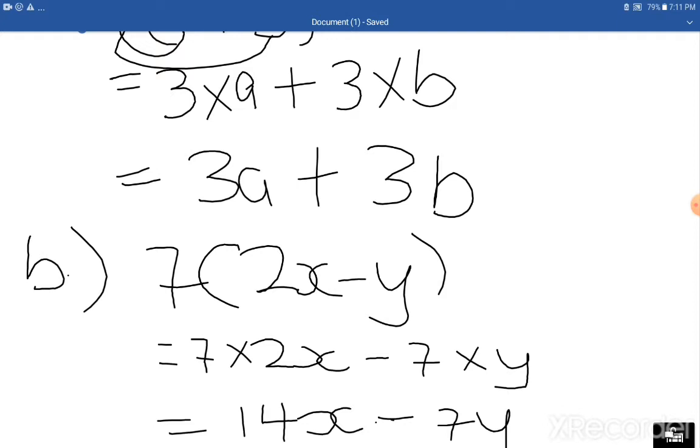The simple thing you have to do is, can I get my brush? Yeah, thank you. If this bracket is confusing you, just get it out of the way. Get this bracket out of the way.